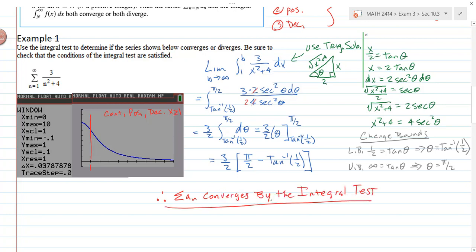In order to reach this conclusion, I need to see the work. Well, I need to see you write down somewhere that you checked that this function was continuous, positive, and decreasing. You don't have to show me your calculator or write down what the graph looks like, but you do need to mention that you checked to see that your function was continuous, positive, and decreasing. Then I need to see the work where you evaluated the limit and got a final answer for the limit. This was the answer for the limit, and then your conclusion is that the series converged by the integral test.